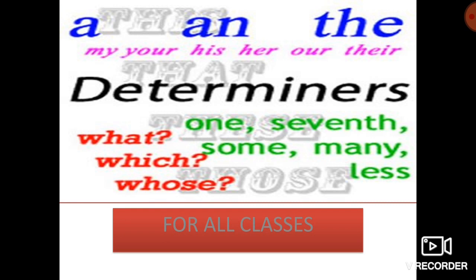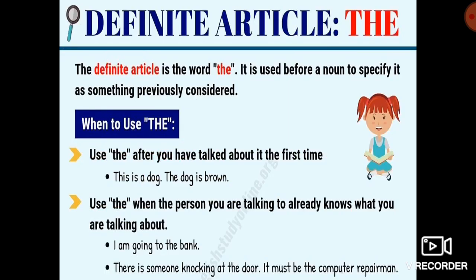And this time we are going to do the second part of determiners. In this lecture, we shall be dealing with definite articles. In the last session, we had done indefinite articles. What are the indefinite articles? Yes, a and an. Now let's do definite articles.